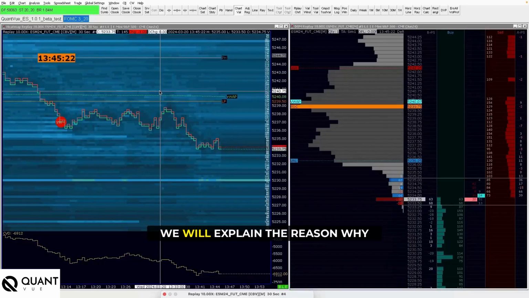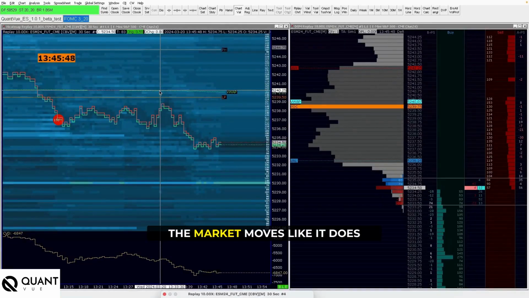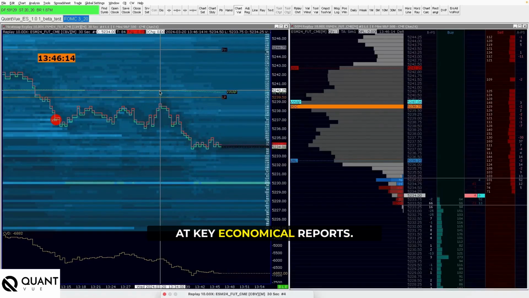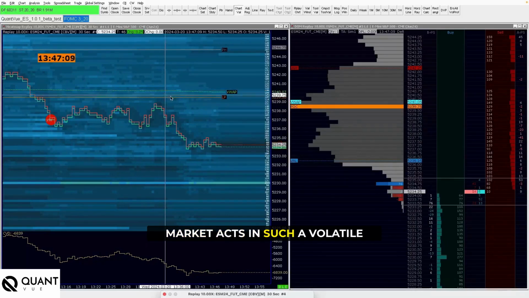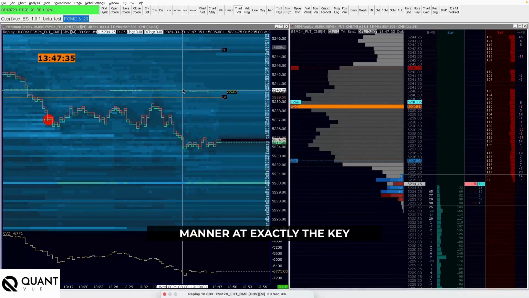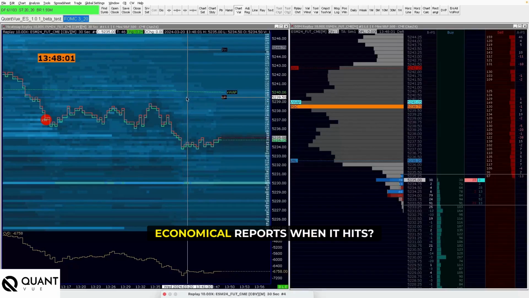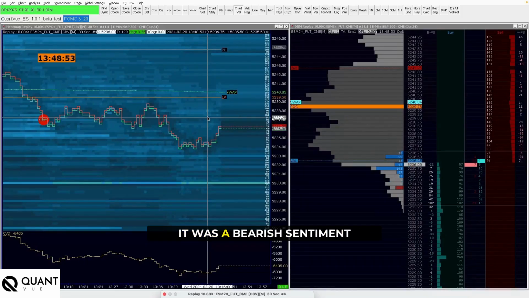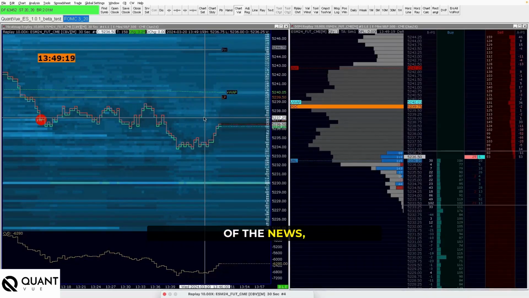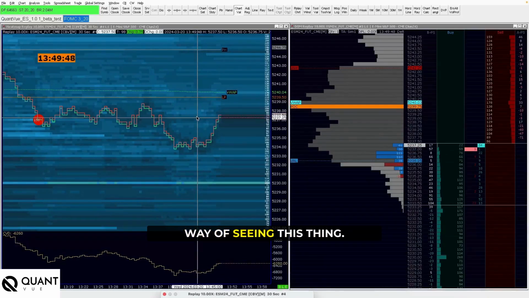In this video, we will explain the reason why the market moves like it does at key economical reports. Have you ever wondered why the market acts in such a volatile manner exactly when the key economical reports hit? Many people will say it was the bullish or bearish sentiment of the news, but this is not the correct way of seeing this.